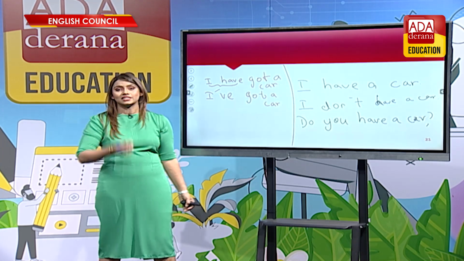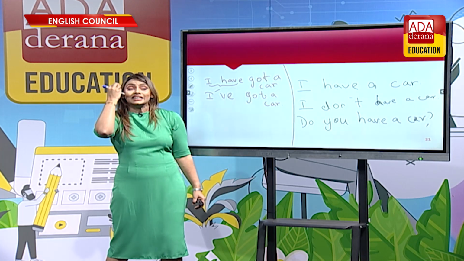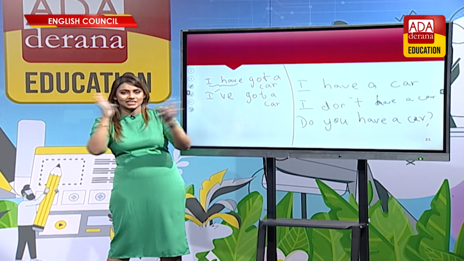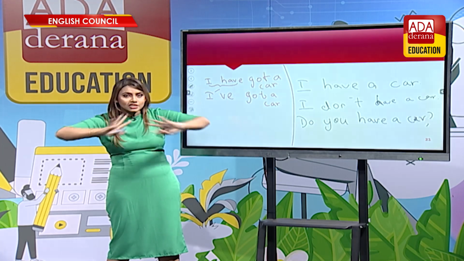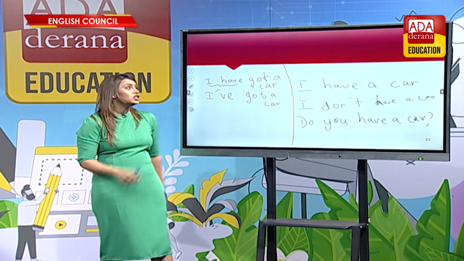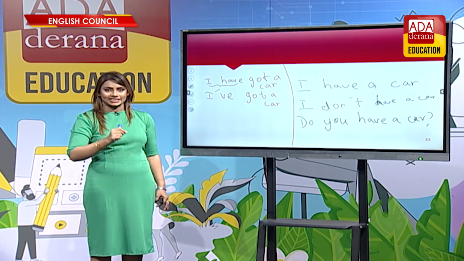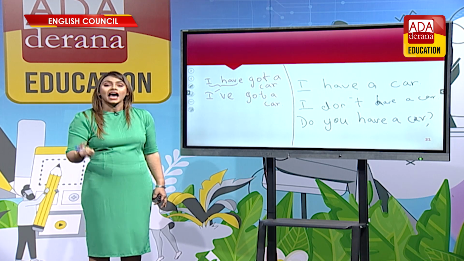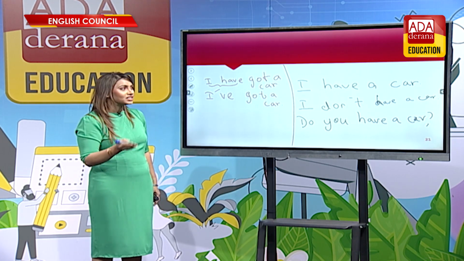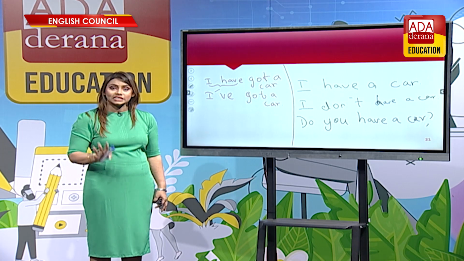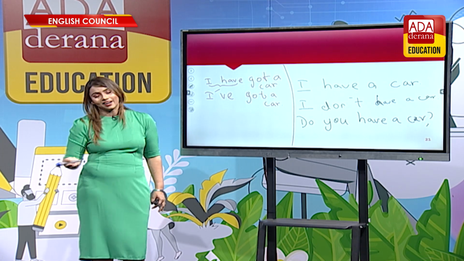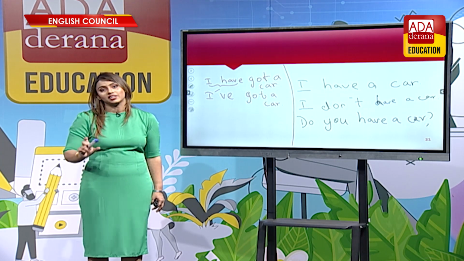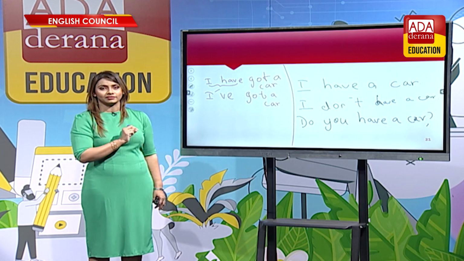The only difference is the grammar structure they're using, the tense they're using, the sentence pattern they're using. Right? So I've got a car is the present perfect tense, and I've got a car is used mostly by British people. They won't say I have a car, they would say I've got a car. So I have a car, the Americans would go for that simple pattern.